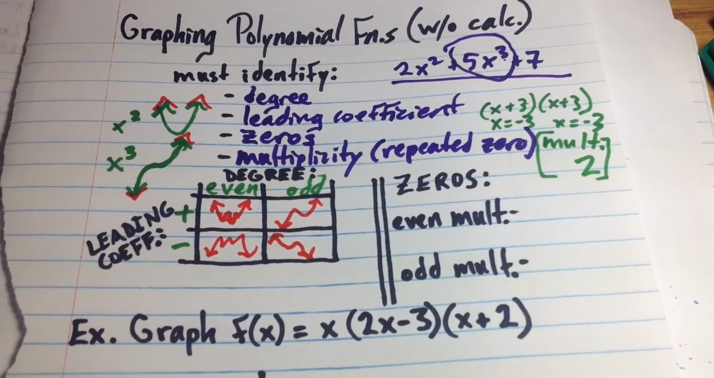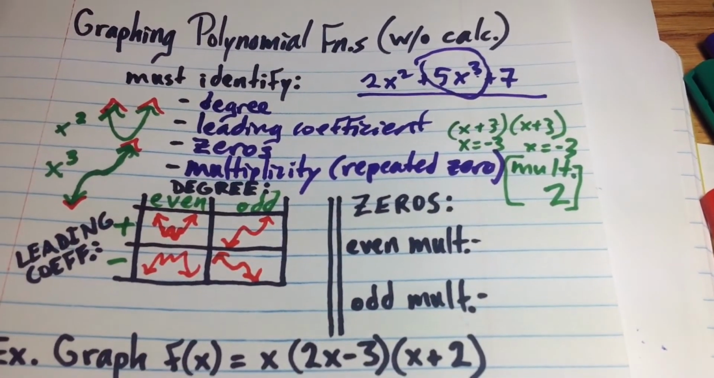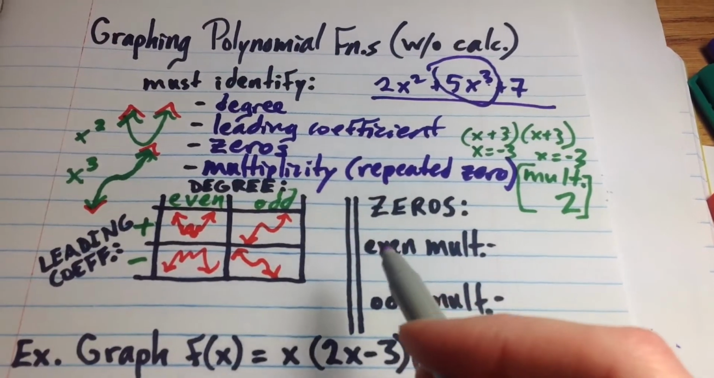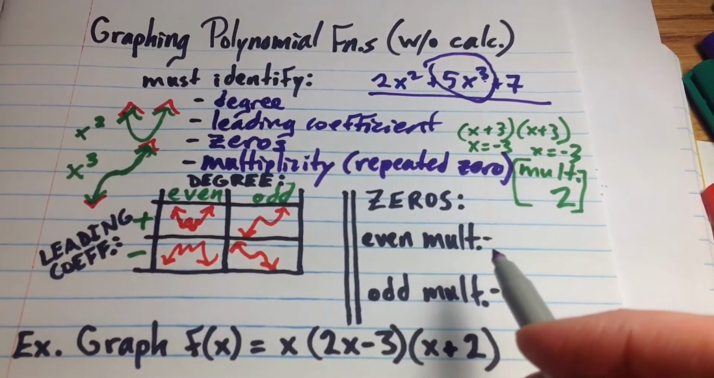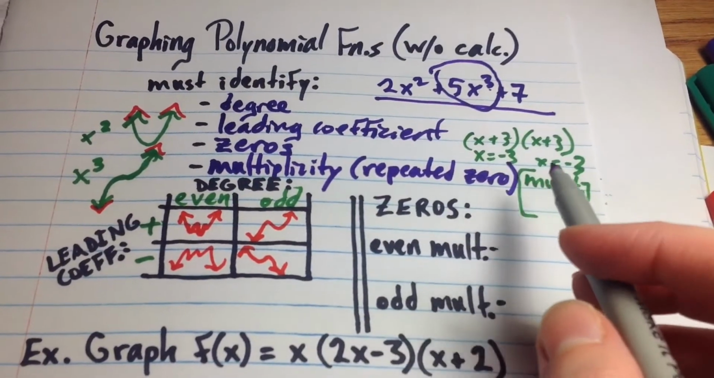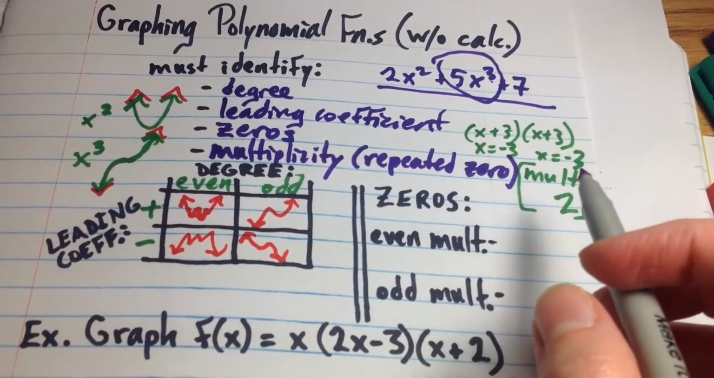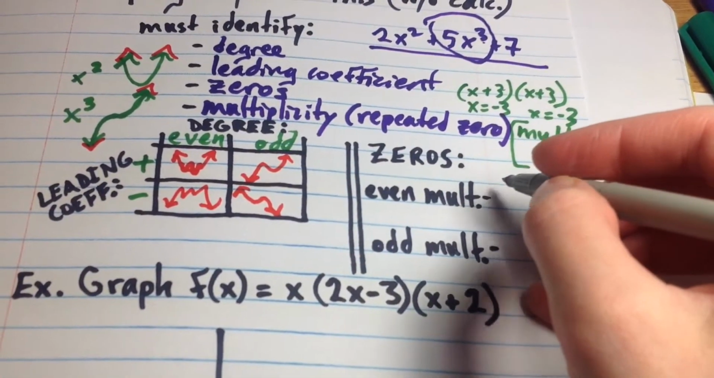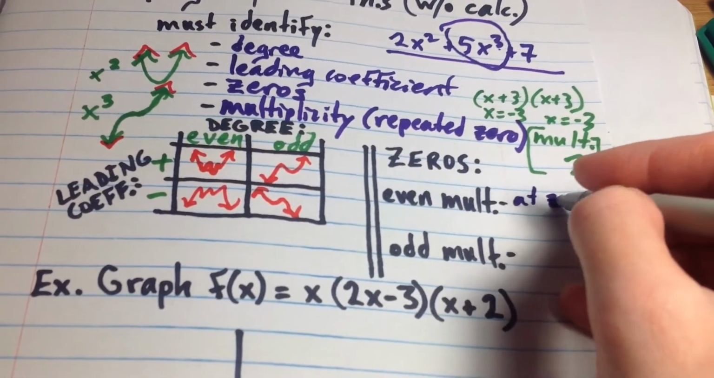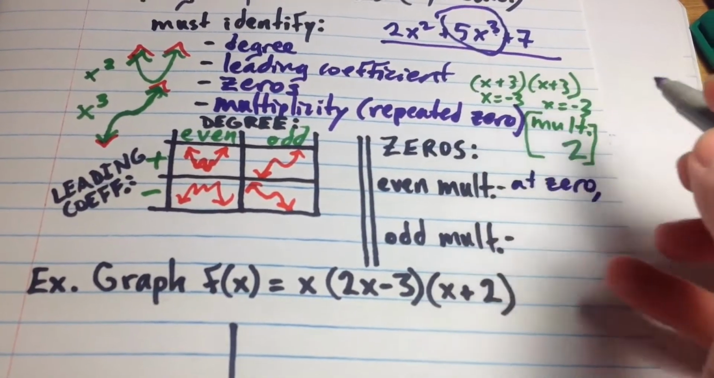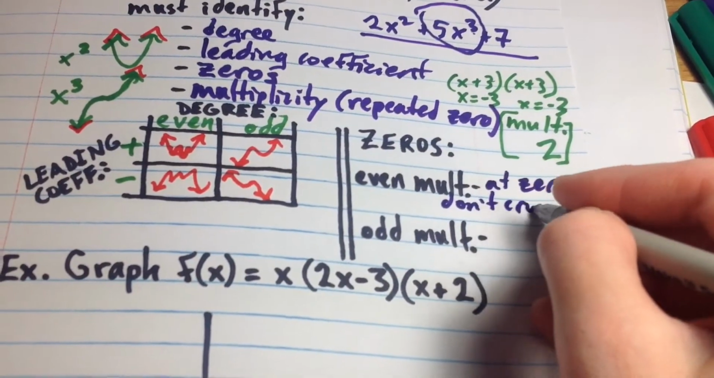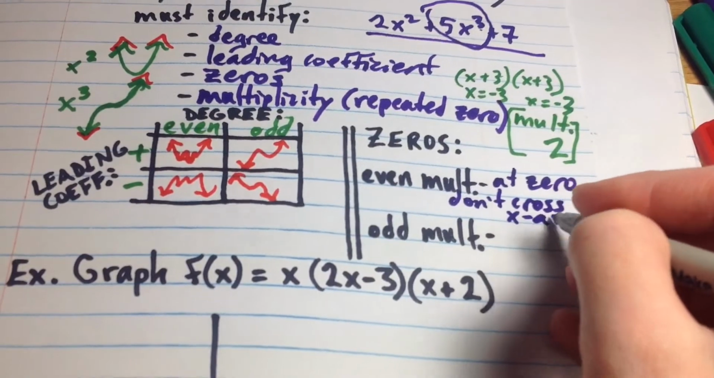And then if you have some repeated zeros, then you have to take your multiplicity into account. So basically, if you have an even multiplicity, like in that example where you had x equals negative 3 twice, negative 3 was a 0 with even multiplicity, then at your 0, which in this case would be at -3, the graph doesn't cross the x-axis.